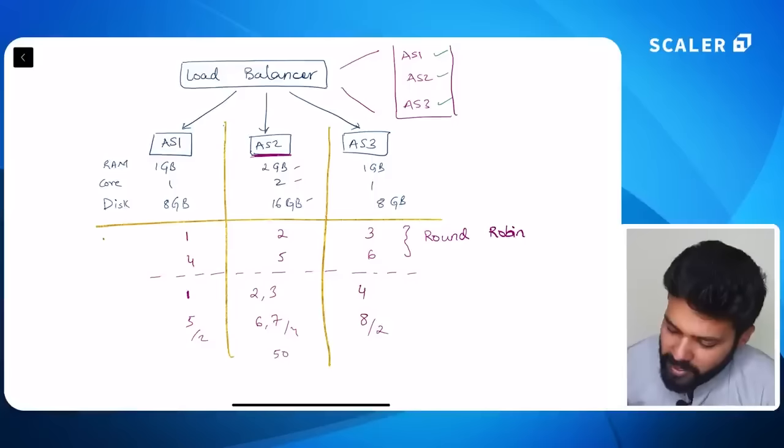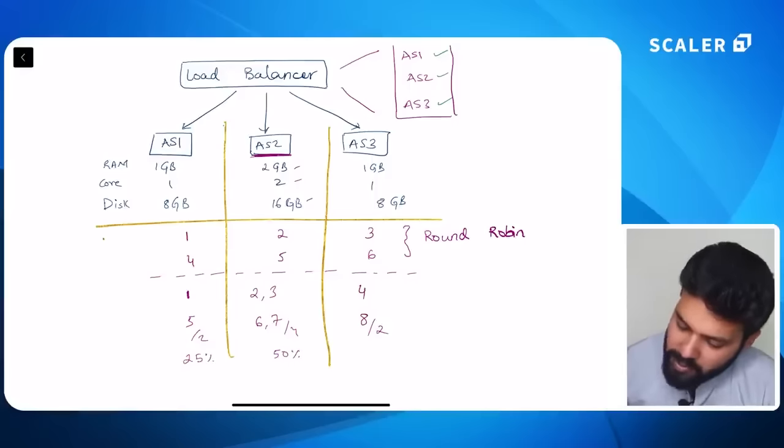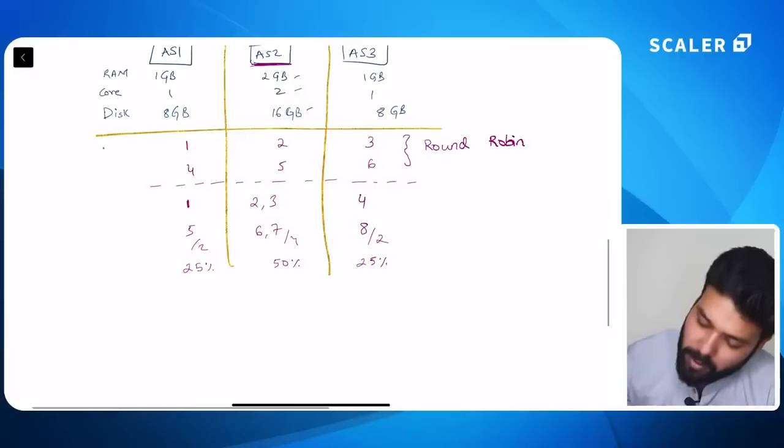Application server 2 is getting 50% load, application server 1 is getting 25% load, and similarly application server 3 is also getting 25% of the load. This kind of routing strategy is called weighted round robin.